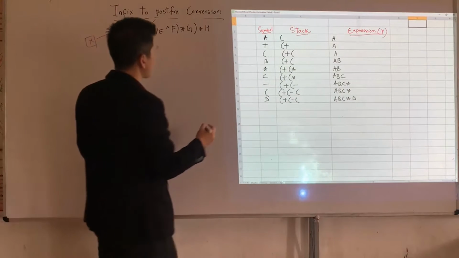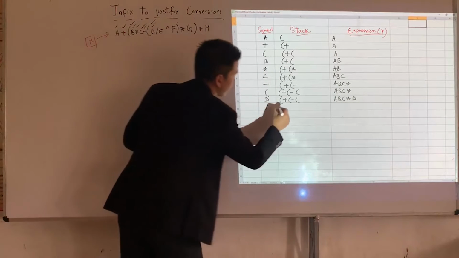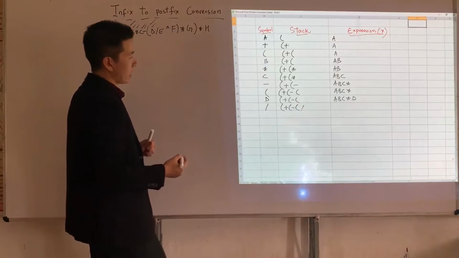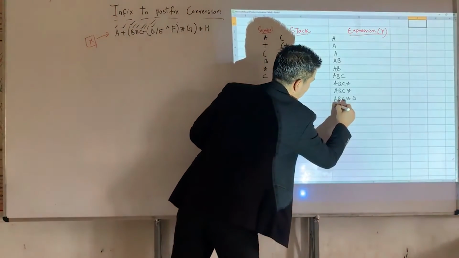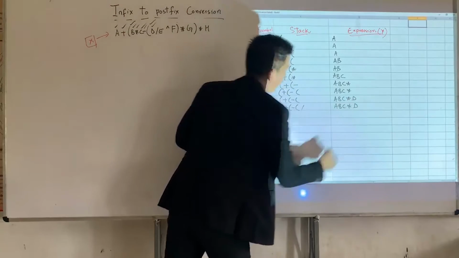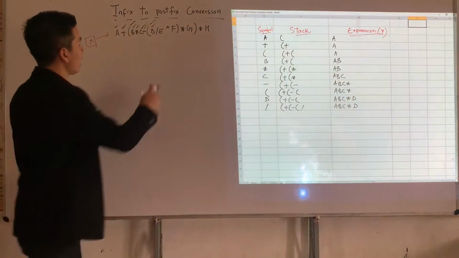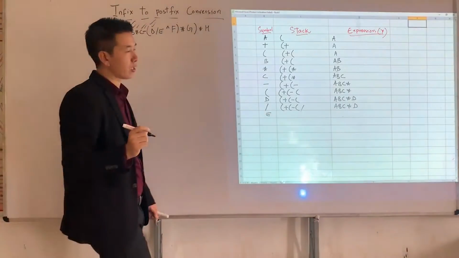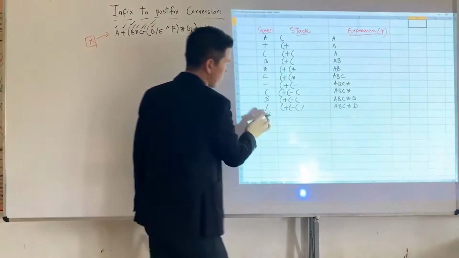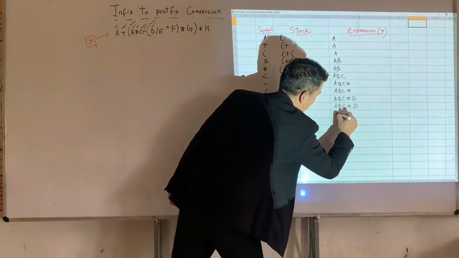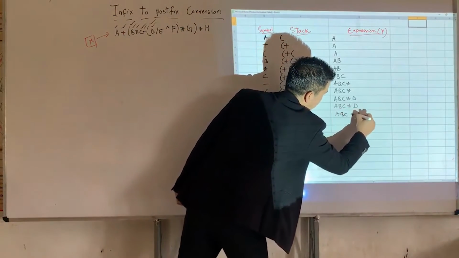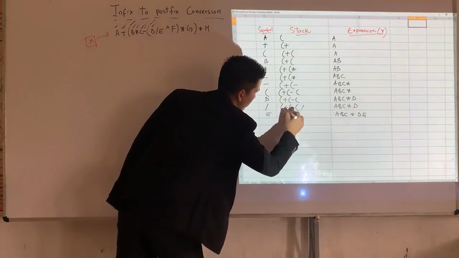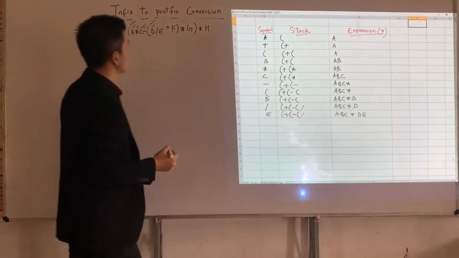And then after D, you have the division operator, and the division operator will be pushed onto the stack, and then this will be ABC multiplied by D. And then after this, you have E. Since it's the operand, this will be ABC multiplied by D, and then you have E. Okay, and then you have the division operator.